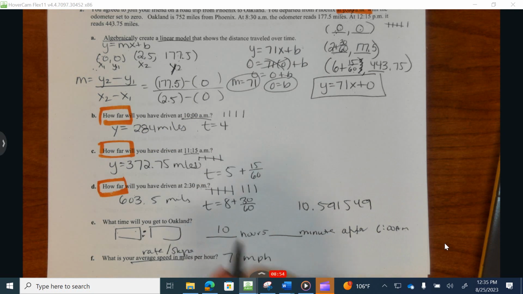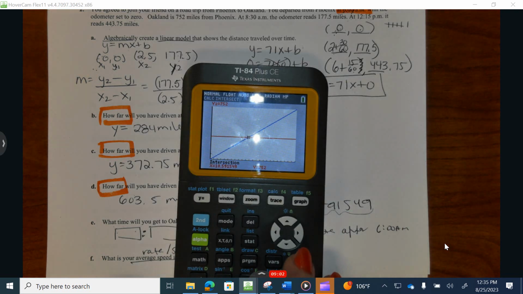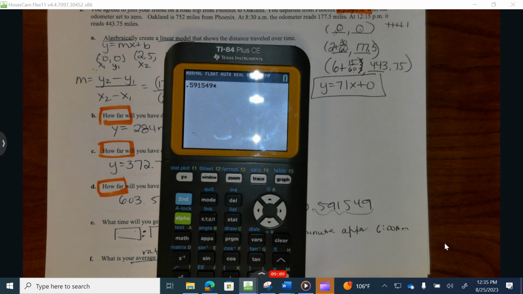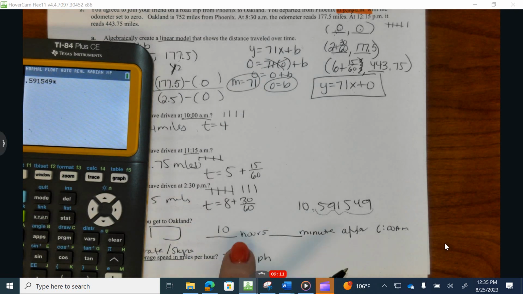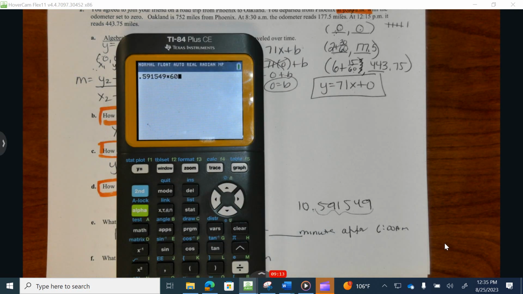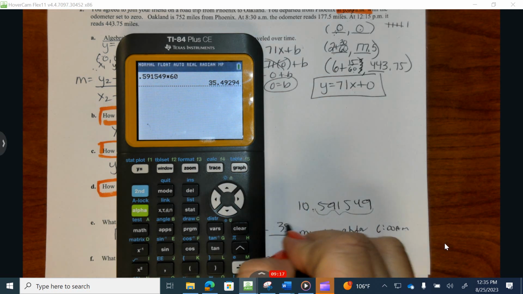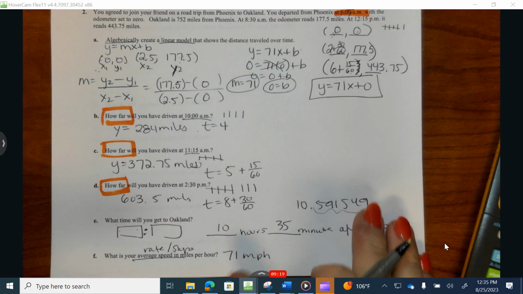So it'll take 10 hours. Now I'm going to translate this into minutes. So it's like 59% of an hour, a little over half of an hour. 0.591549 times how many minutes in an hour? That would be 60. And I'm going to round this to the nearest minute, 35. How does it help me answer this?